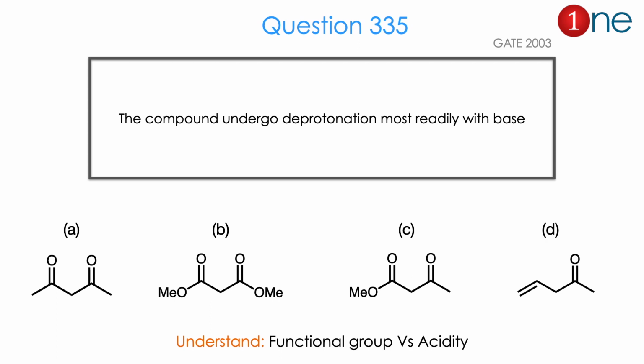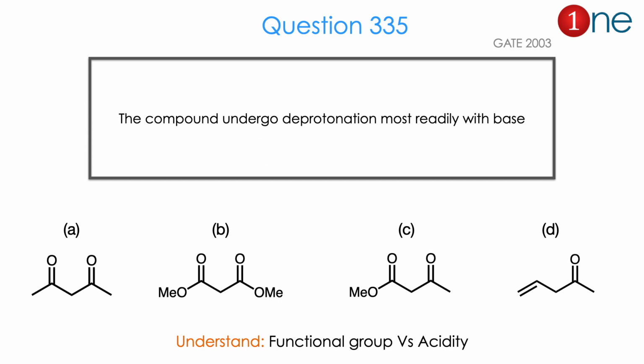Then let us look at the next question. They are asking which compound can undergo deprotonation very easily. They given the 4 different carbonyl system. First one is diketone, second one is diester, third one is ketoester, which is a beta ketoester, and the fourth one is allylic ketone there.